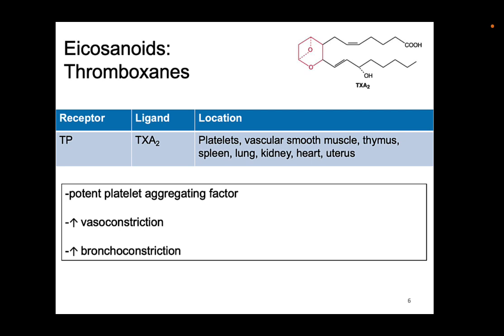That means adverse events. The main actions that we're concerned with for thromboxanes include its function as a potent platelet aggregating factor, its ability to increase vasoconstriction, and its ability to increase bronchoconstriction. So, the summary of the summary, thromboxanes deal with blood, vessels, and platelets principally. Let's look at a specific concrete example in the next slide that brings together the prostaglandins and thromboxanes.